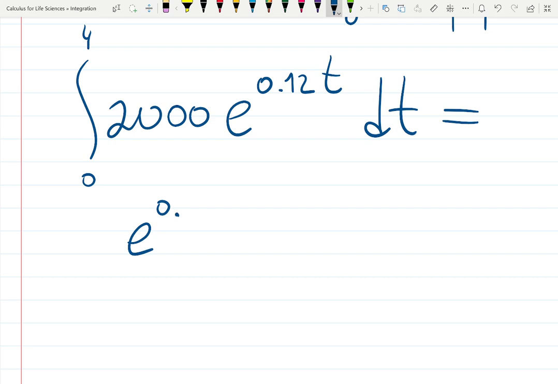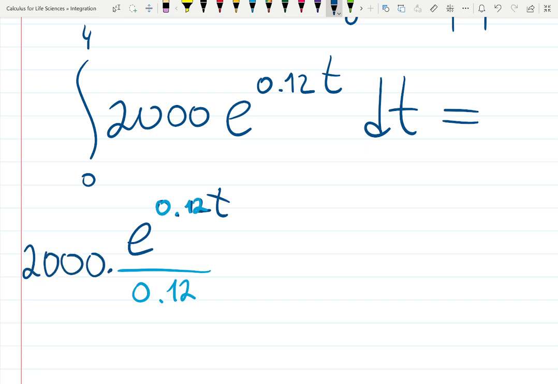Exponential function, differentiate or integrate. The first step, you copy the exponential function. But then you notice there's a function inside. When you differentiate, you multiply by 0.12. But when you integrate, just like you said, you divide by it. Amazing. 0.12. What happens with 2000? It stays, because it's multiplied. So this is my answer.